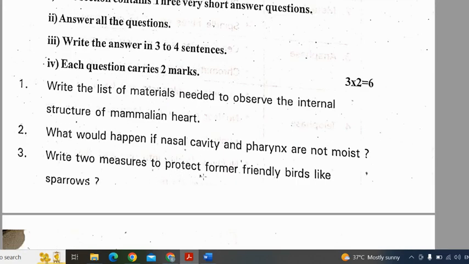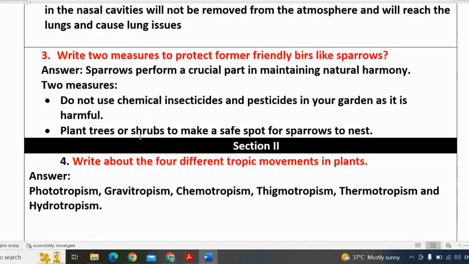Third question: write two measures to protect farmer friendly birds like sparrows. Sparrows perform a crucial part in maintaining natural harmony. The two measures to protect them are: do not use chemical insecticides and pesticides in your garden or crops as it is harmful to sparrows. Plant trees or shrubs to make a safe spot for sparrows to nest.